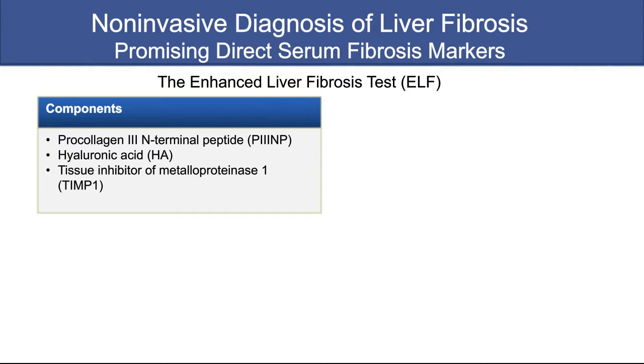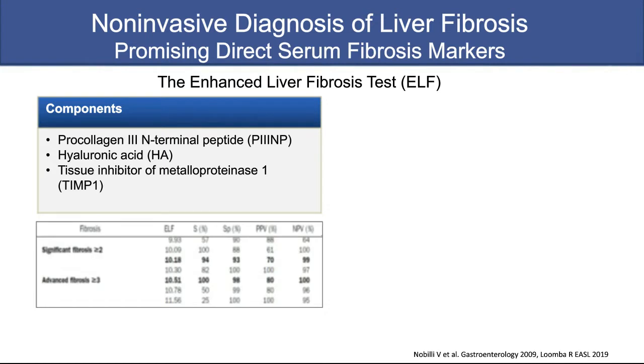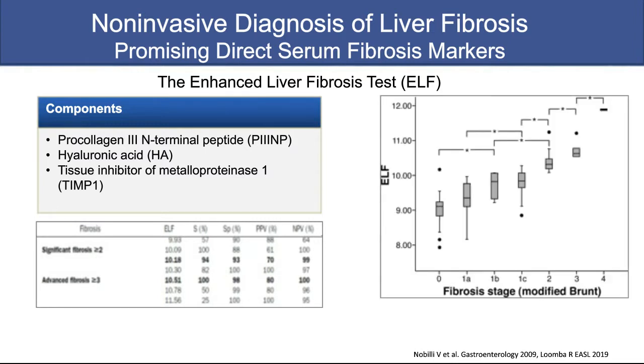Now, when you look at these tests and your appropriate cutoff points, they're pretty good negative predictive value, and could also have pretty good positive predictive value depending on what cutoff you use for the ELF score. So here is a graph showing fibrosis stage and where you see the scores correlating with different stages of fibrosis as modified Brunt criteria.